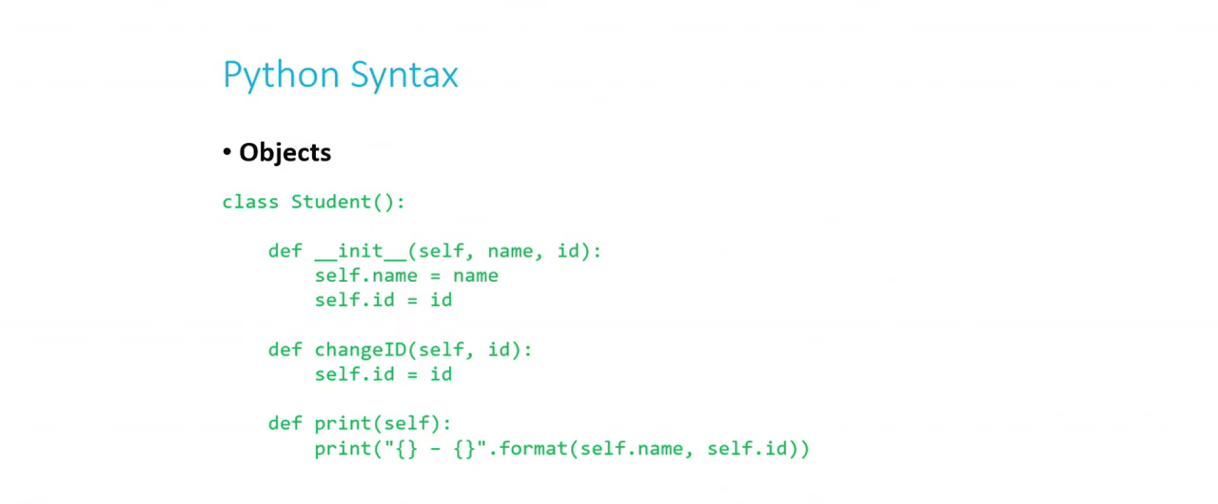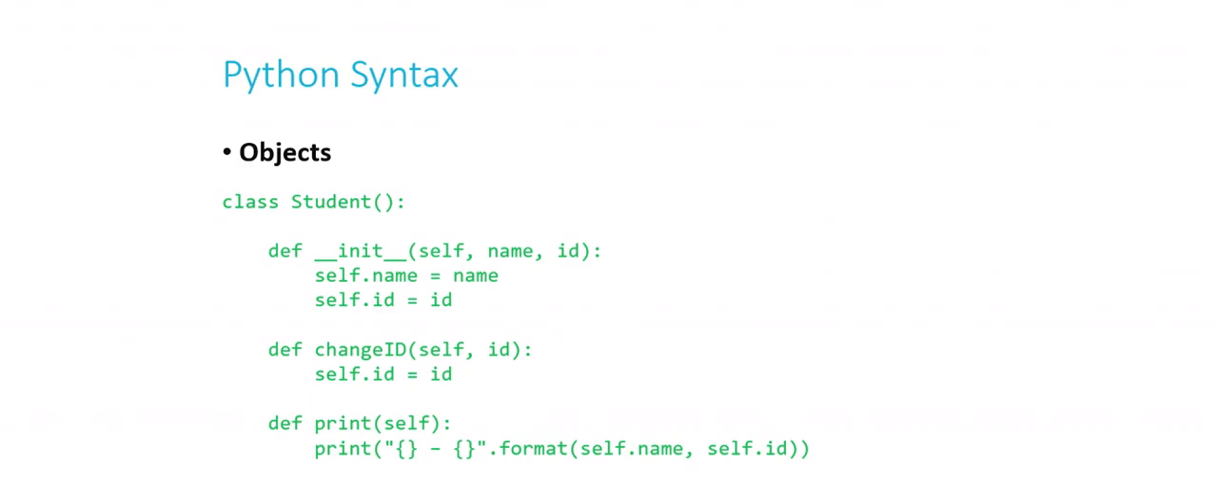And then I have another function called changeID, and I use this to change the ID number of a student after I've already created them, because I'm assigning the ID when I initialize it. But here, I've already created the student object, and I'm going to change it. So changeID takes two parameters: self, again, so I know which capital S Student object I'm talking about, and the ID number that I want to change them to.